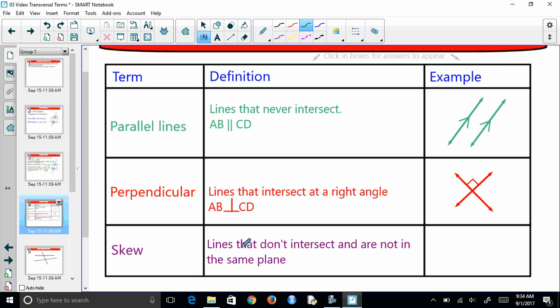And skew lines are lines that don't intersect and are not on the same plane. And they are hard to draw. I can draw one here, but usually it doesn't make sense to most people. It's better to understand that in 3 dimensions. So if you need help with skew lines, we'll talk about it in class, but if you need extra help, please ask me.